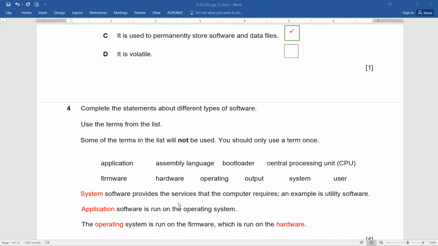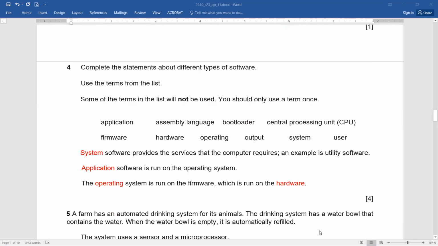Dash software provides services that the computer requires. An example is utility software. So utility software is definitely system software, so system software is the right answer for this blank. Dash software is run on the operating system. So that is application software. The dash is run on the hardware. So firmware is the answer; the operating system is run on the firmware. So in this manner, you can easily score 4 out of 4.